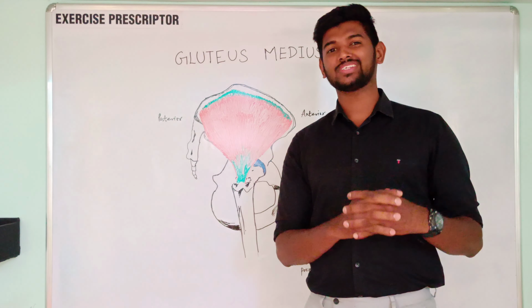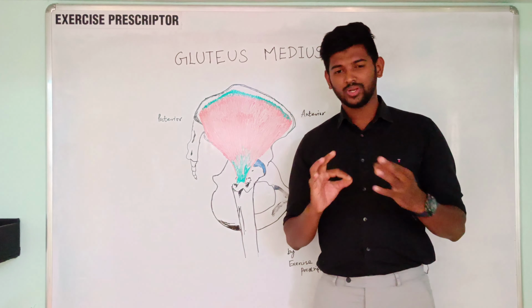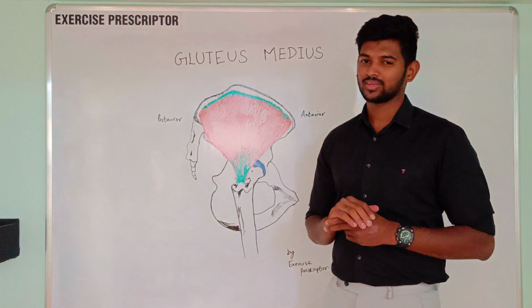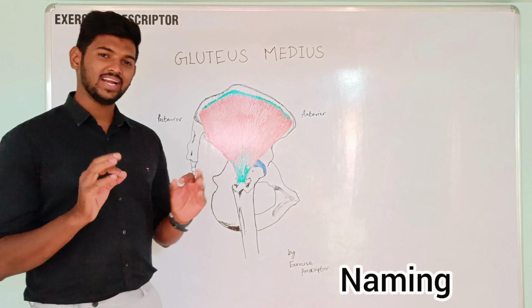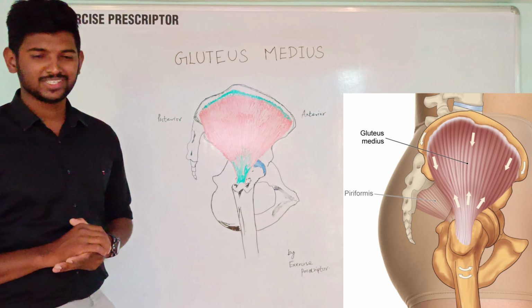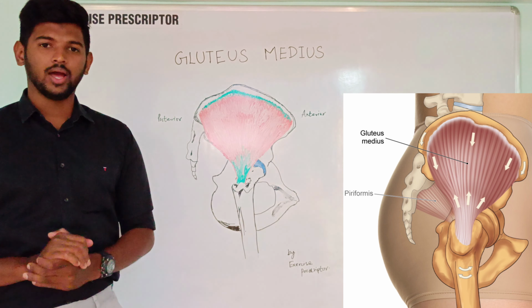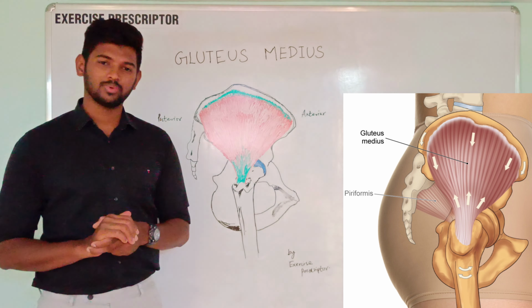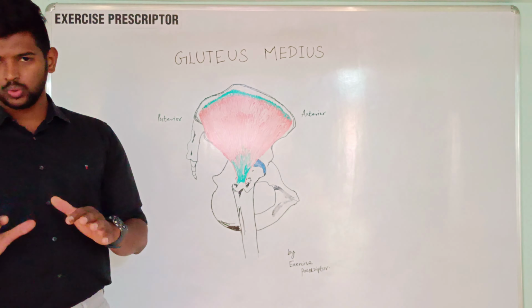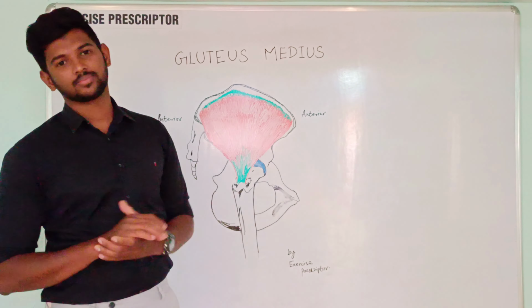Welcome to the scientific series of muscles. Today we are going to talk about the science behind Gluteus Medius. Let's start with the naming. Why is this muscle called Gluteus Medius? Because it is present over the gluteal region, and it's smaller than Gluteus Maximus and larger than Gluteus Minimus. It's a medium-sized muscle, so it is called Gluteus Medius.